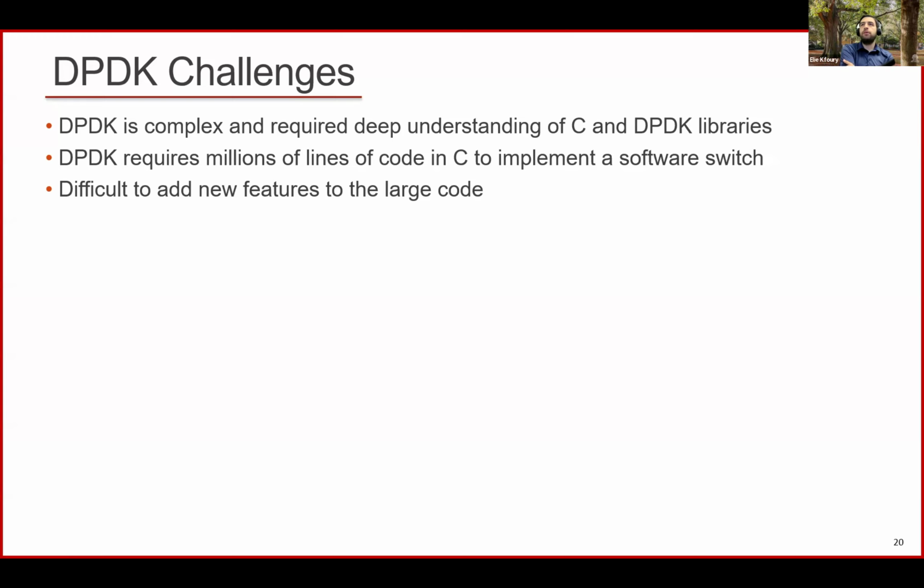But if you're coming from more of a networking background where you simply configure and express what you need at a very, very high level, that can be challenging for you to create your own custom packet processing. For example, to implement a simple software switch, you would require millions of lines of code in C with DPDK. And because the program can get very large, it's very hard to add new features to that large code. So it becomes more and more challenging.